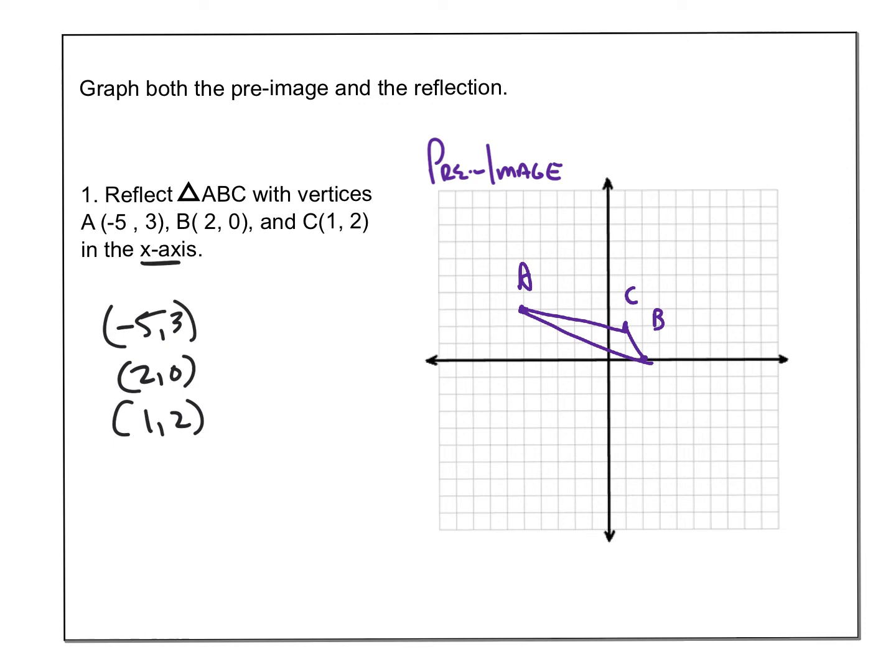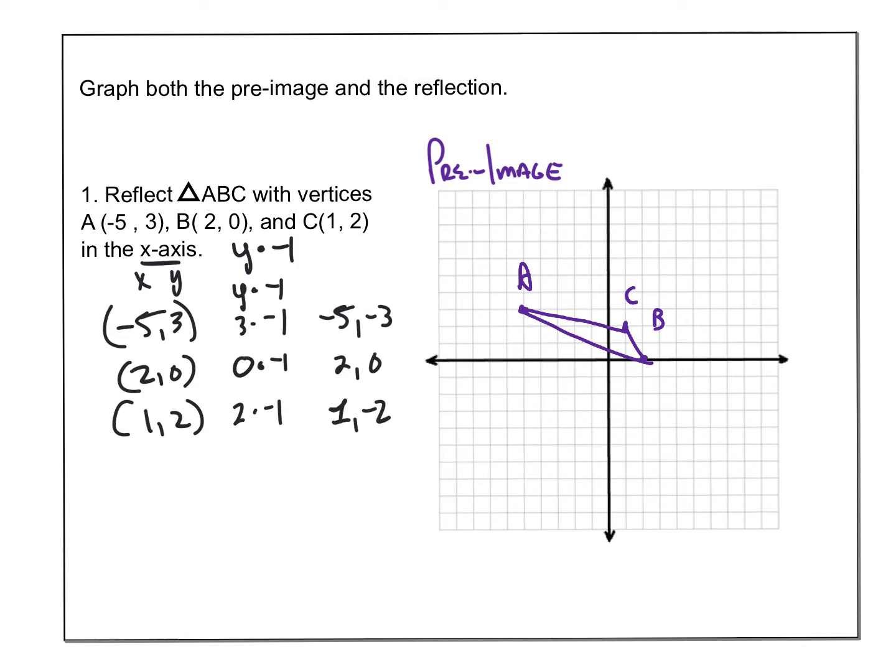So for the x-axis, I take my y's times -1. So all I'm going to do is take my y and multiply by -1. So 3 times -1, my new point will be -5, -3. 0 times -1, so that one doesn't change. That is just 2, 0. 2 times -1 is going to be -2. So that will be 1, -2. So now these are my new points.